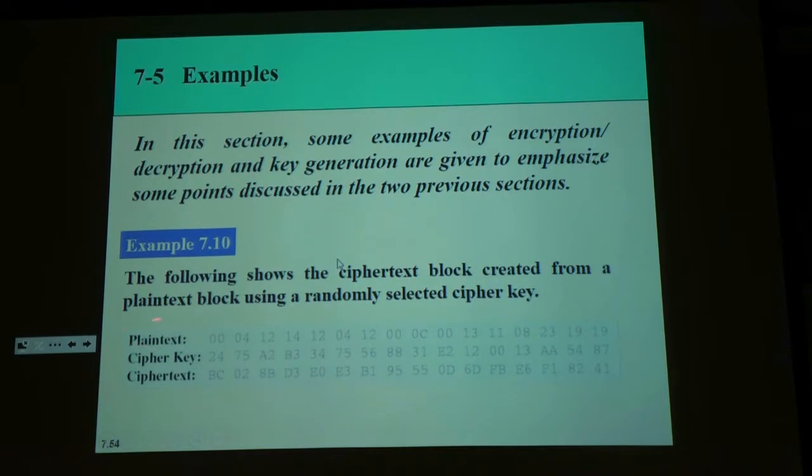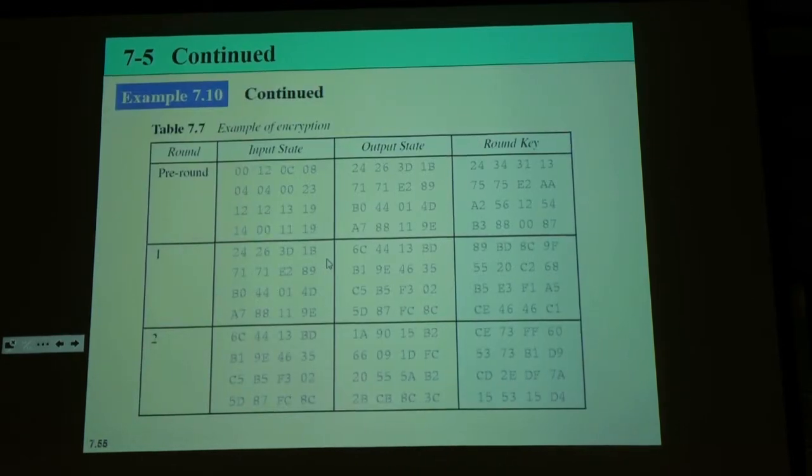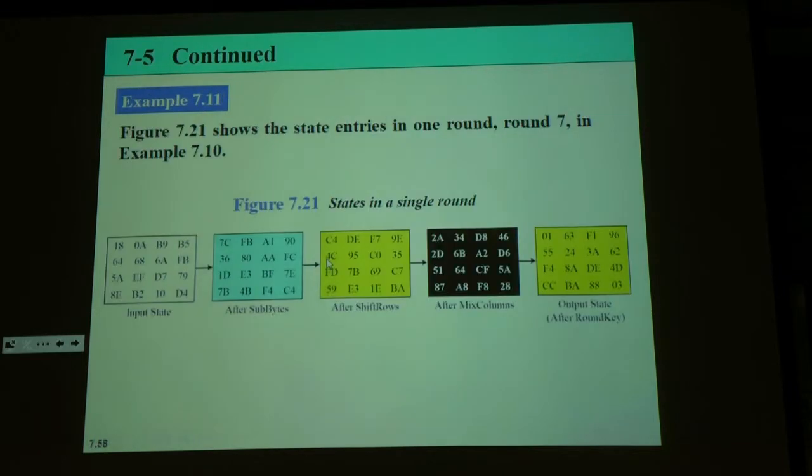So look at this. This is a plain text. This is a plain text. That's the key, and that's the ciphertext. So completely different. The plain text is completely different from the ciphertext. If you look step by step at how the state is changing, pre-round, round one, until the end, the data keeps changing completely.